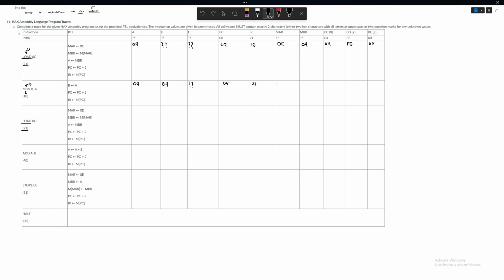And anyways, so what does my MAR hold? We still haven't changed our MAR, so it still holds my 0C, 0, 4, my 0, 4, my FE, and my 0, 0. Now for the next step, we have 0D goes into MAR, so MAR takes 0D. And then MBR takes the variable at 0D, which is FE. Then FE goes into MBR, goes into A. Then my PC increments. And then the new instruction is what we get, which is 40. Everything else stays the same.